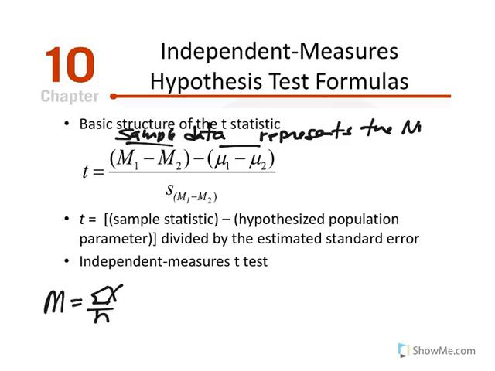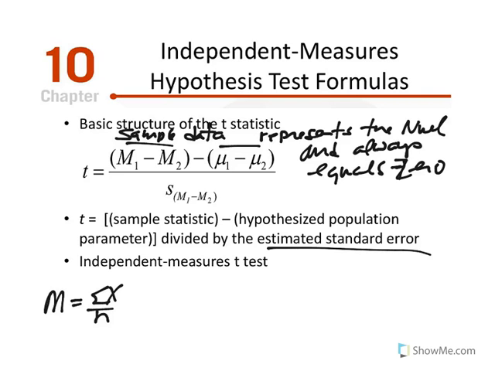null. And always equals 0. Okay, so we know that we're talking about the difference between the sample statistics that we're collecting and comparing, and then subtracting the representation of the null that says there's no difference. And then the denominator is the estimated standard error of the mean difference. I always include that additional verbiage so that you understand why we see this part in the notation. So the estimated standard error of the mean difference.